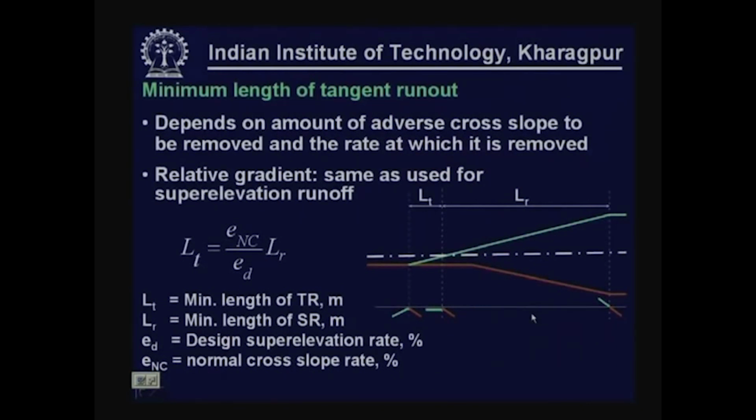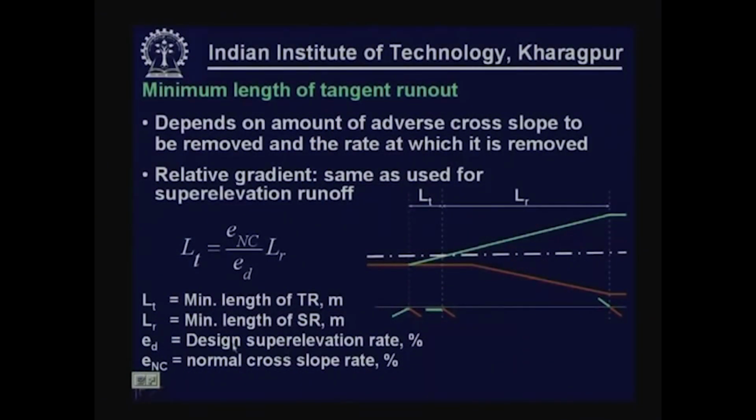Now, that is about the runoff length, what should be the length of runoff. Now, the other component for tangent to curve transition, what will be the length of tangent runout. Now, the tangent runout length will depend on what is the normal cross slope that is to be removed, because if you remember correctly, the tangent runout length is required to go from the normal cambered section to the outer edge which is flat. So, that means how much crown or how much negative slope is to be removed, number 1, and at which rate it is to be removed. These are the two principal considerations that will decide the length of tangent runout.